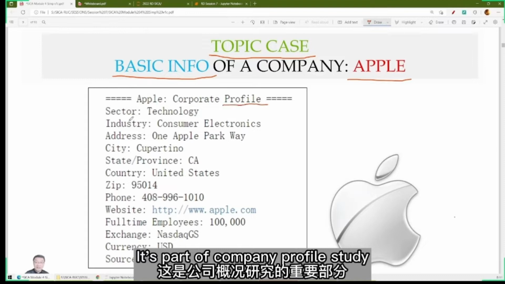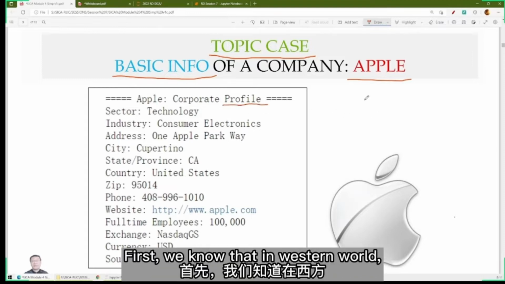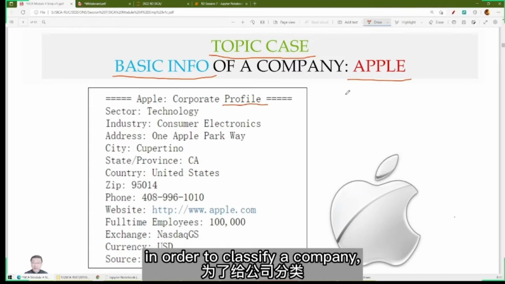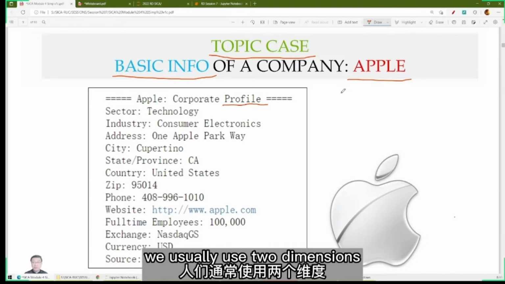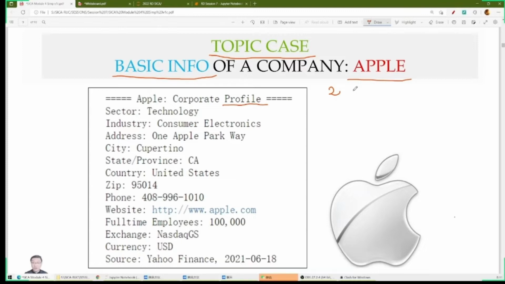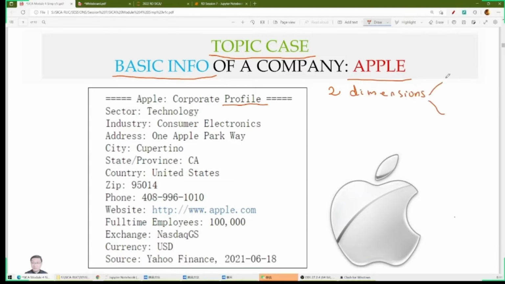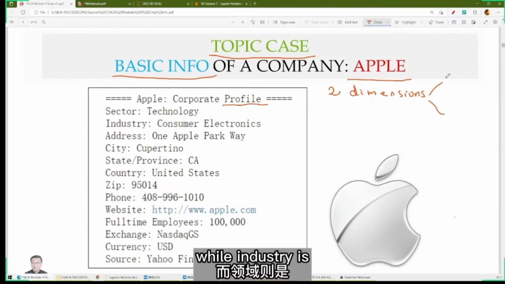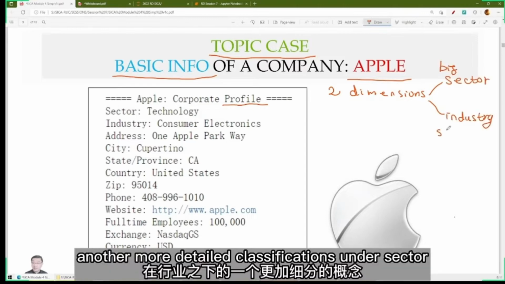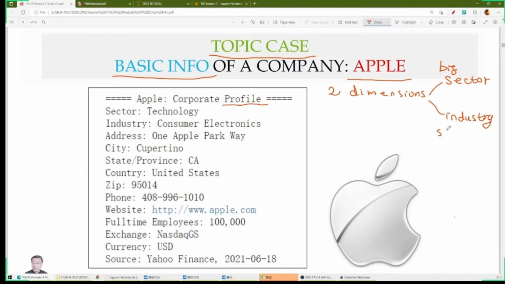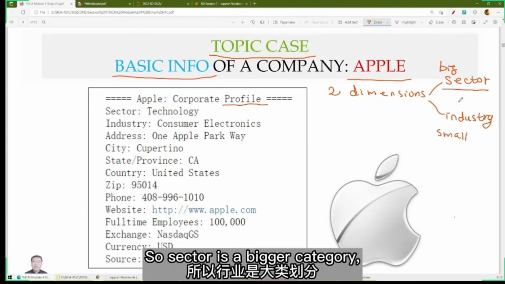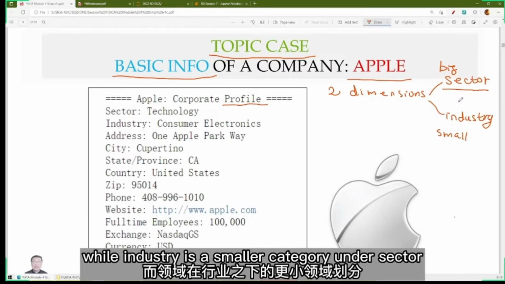First, we know that in the Western world, in order to classify a company, we usually use two dimensions. First dimension, we use sector. And then we use industry. Sector is a big part, while industry is another more detailed classification under sector. So sector is a bigger category, while industry is a smaller category under sector.